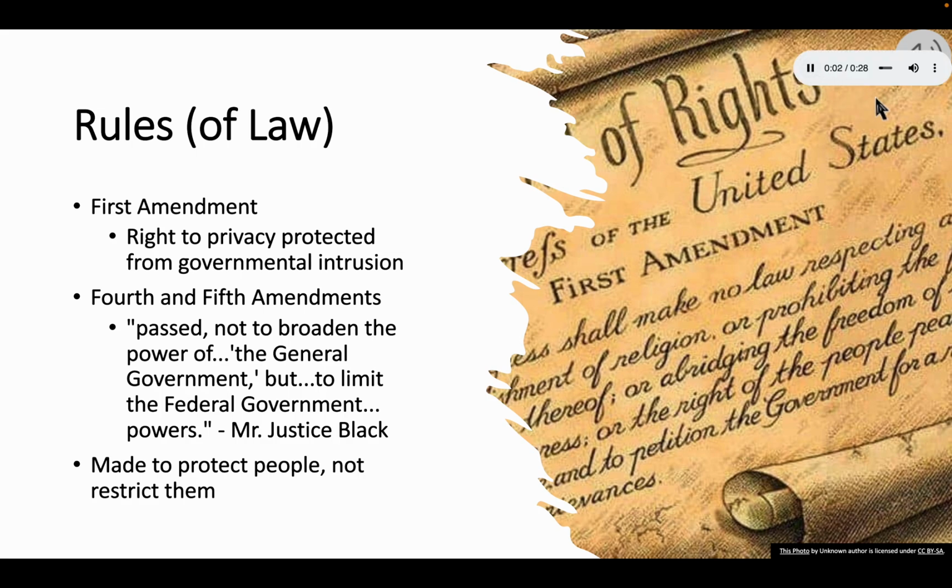Diving further into the rules of law at play throughout this case, we can begin to examine the First Amendment. This rule gives the right to privacy protected from government intrusion. Next, the Fourth and Fifth Amendments, as Mr. Justice Black stated in trial, were passed not to broaden the power of the general government, but to limit the federal government's powers. The Constitution was made to protect people, not to restrict them.